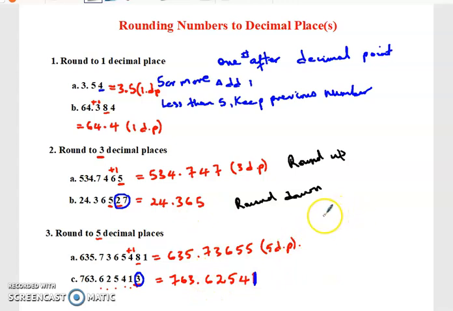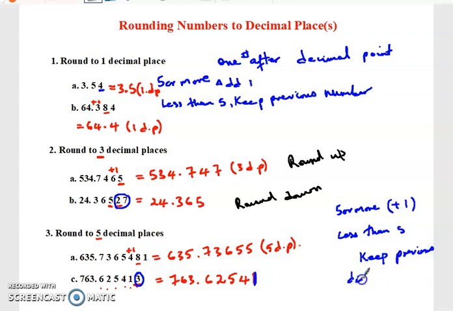So remember, when the digit after the decimal place you want to find is 5 or more, you add 1 to the previous digit. And if it is less than 5, you keep the previous digit the same.